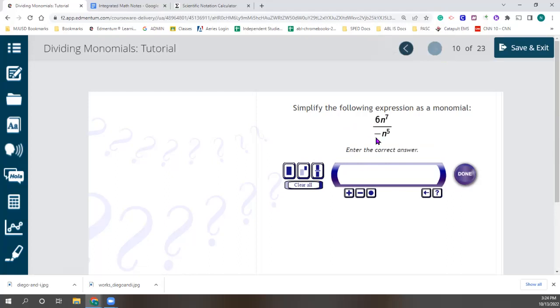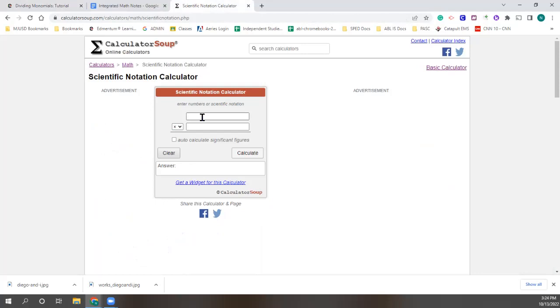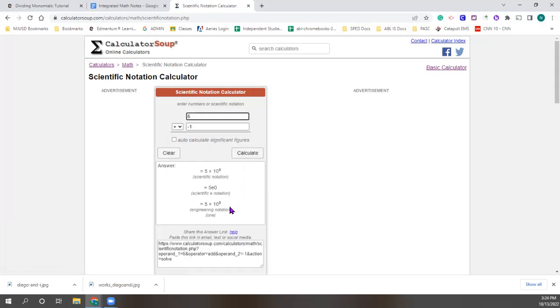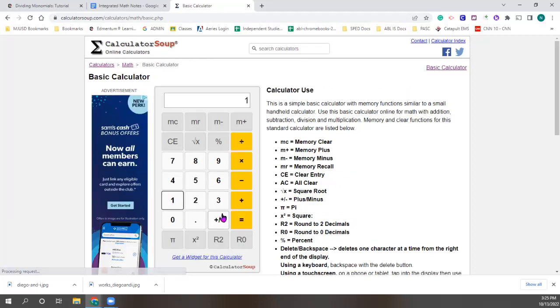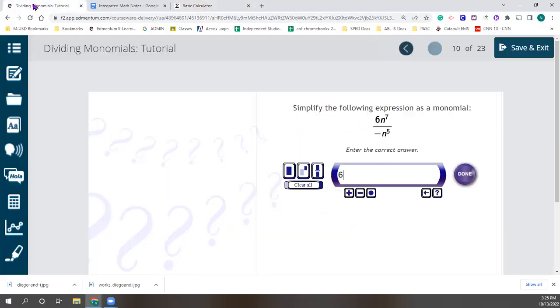6 divided by, there's no number down here, so we assume it's a 1. 6 divided by 1 is 6. This has a negative in front of it. 6 divided by -1. What? Oh, I'm on the wrong calculator. Scientific notation. How'd I get on that? We need the basic calculator for this. 6 divided by negative 1 equals -6. Okay, good thing I double checked that. -6.